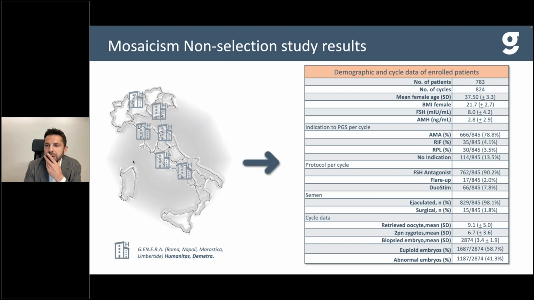So here you have the table of the patients that we recruited in this study: 783 patients performing 824 IVF cycles with PGT-A. We had an average euploidy rate of 58% in this group of women with a mean female age of 37.5.